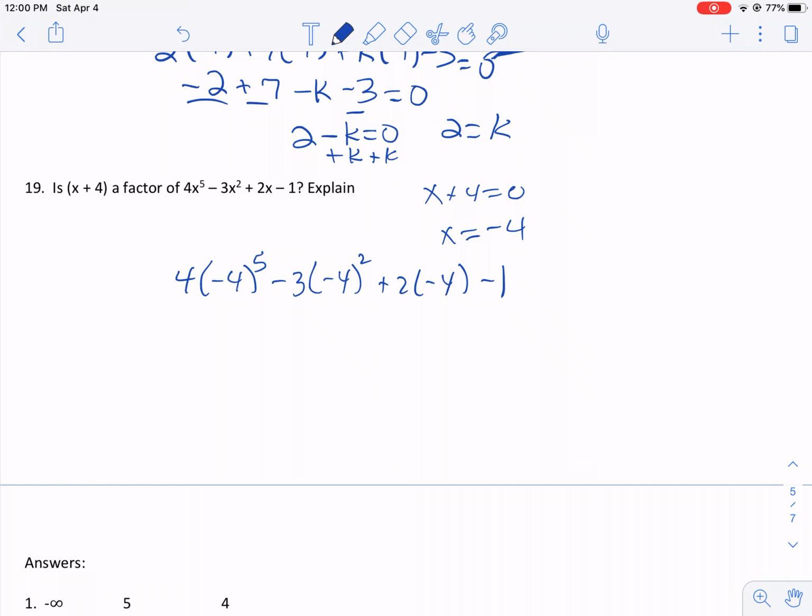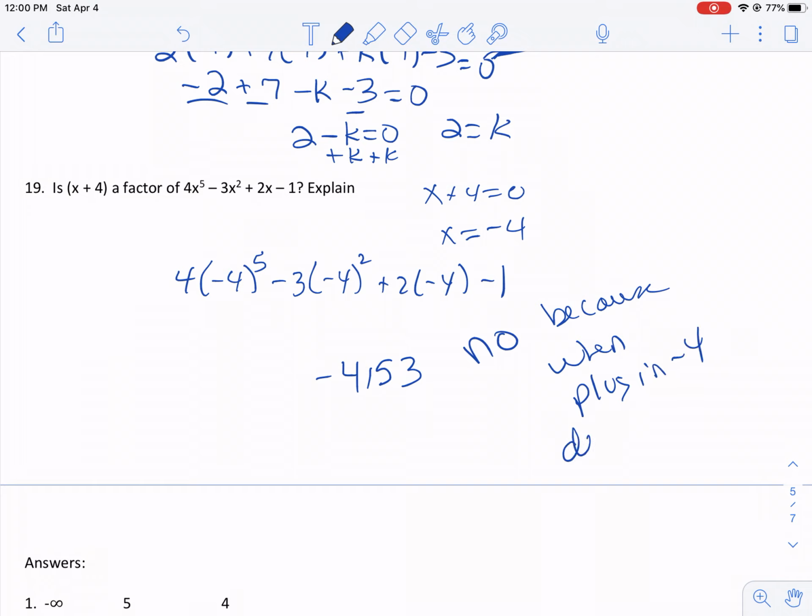Alright, let's see if I can do this in my calculator. 4 times -4 to the 5th minus 3 times -4 to the 2nd. I'm getting -4,153. No, because when I plug in -4, I do not get 0.